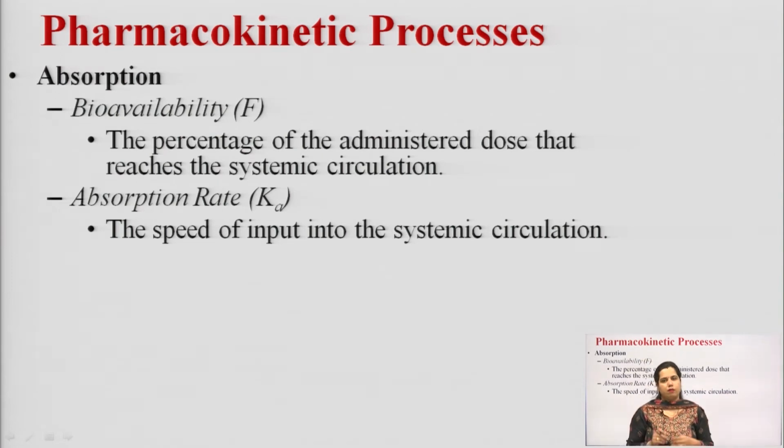So, first, as I have told you, there are basic processes: absorption, distribution, metabolism and excretion. First we will discuss absorption. In absorption, many terminologies are there, like bioavailability. Bioavailability is the rate and extent of the drug reaching the systemic circulation. The percentage of the administered dose that reaches the systemic circulation, how much drug is reaching that particular blood or systemic circulation.